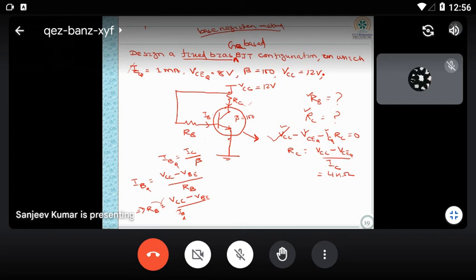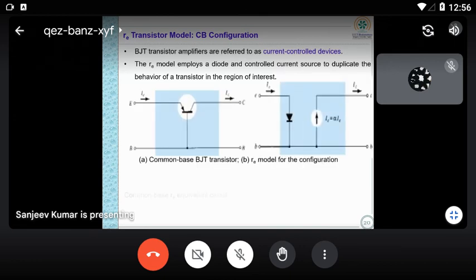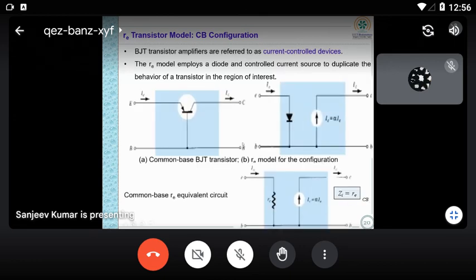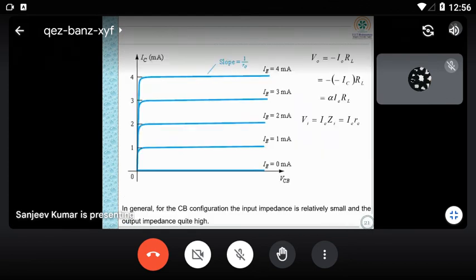It is mentioned in your book. Here also, for the CB configuration, I have made this slide; you can go through it. Whatever I told, you can see the input impedance is only the RE value, but in common emitter configuration it is beta RE. This derivation is already given. For output voltage gain and current gain, the voltage gain is a positive quantity, equal to RL by RE.